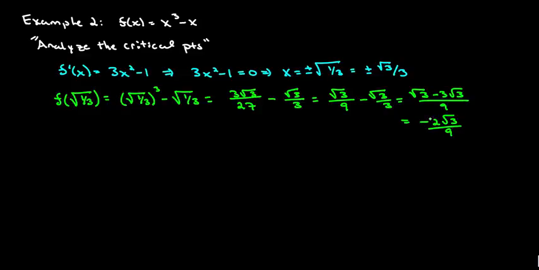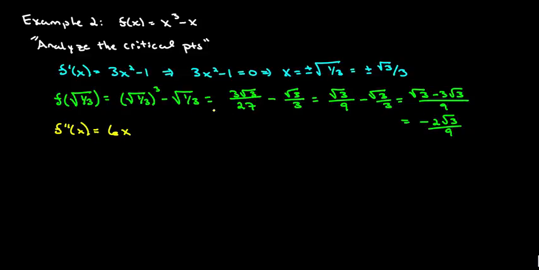Now this ordered pair, square root of 3 over 3 and negative 2 square roots of 3 over 9, that's the actual critical point. But we're really only concerned with the x value. Now let's take a look at f double prime at these two. So f double prime is going to be equal to 6 times x. I don't want to have those parentheses in there just because it's clutter.